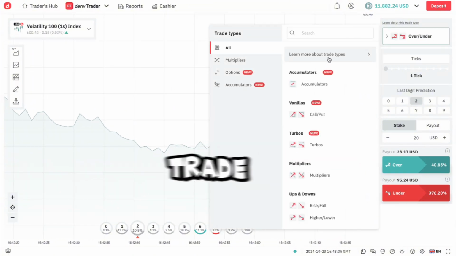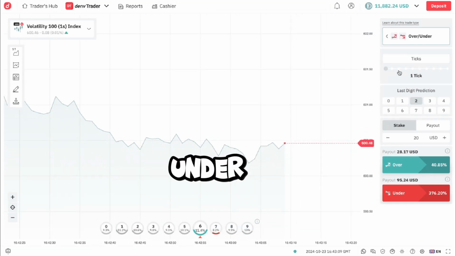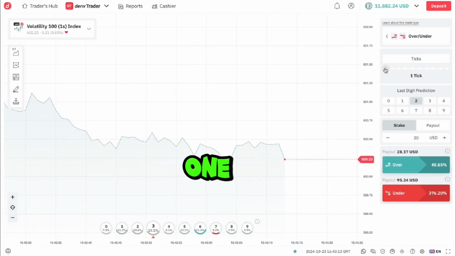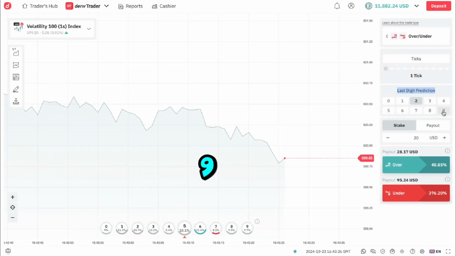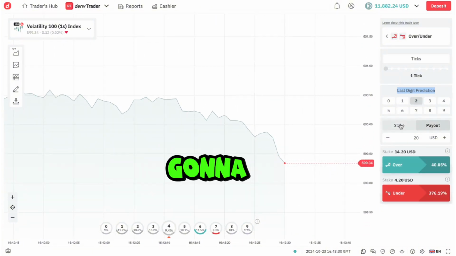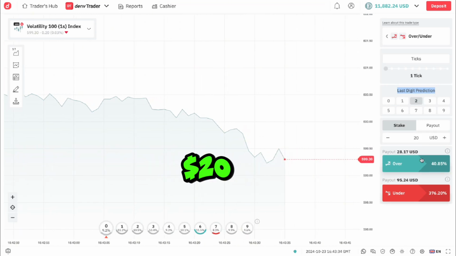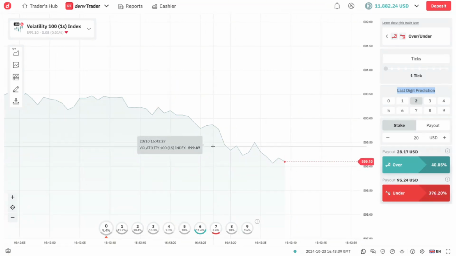So the trade type is on this side here. I've selected over under. The number of ticks, the maximum is 10. The minimum is 1. Then you have the last digit prediction, so you can predict from 0 to 9. You have your stake. The payout is on this side, what you're gonna get from the stake. So you change the stake here. For example, this is $20 from my demo account. This is not my live account.